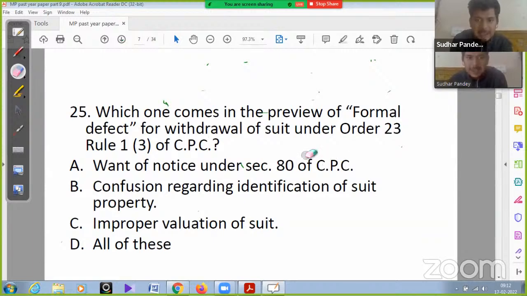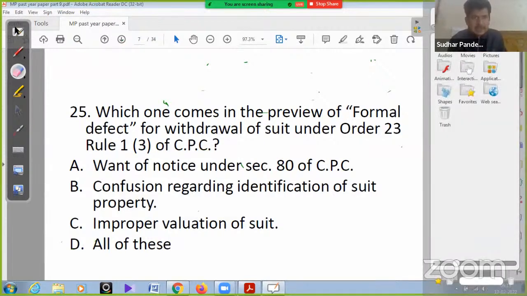All of these are the ground of considering the formal defect in the suit. So its correct answer will be D, right? I hope it is clear to you all. Now let's move further and discuss the next question. Yes, Harshvardhan Gautam ji, 25 ka D is the correct answer.